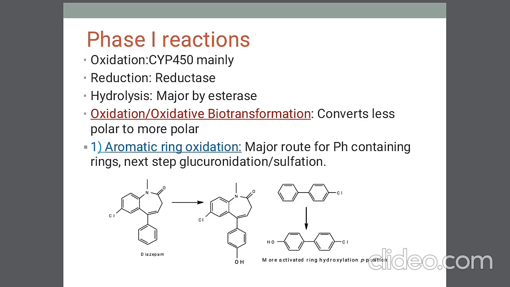So one drug can undergo many types of phase 1 reactions, depending upon the site of metabolism. It is not that diazepam has only the metabolites shown in this particular slide. Depending upon their sites, diazepam can undergo various types of reactions and form various metabolites. So it depends upon the site of metabolism. What do you mean by that?